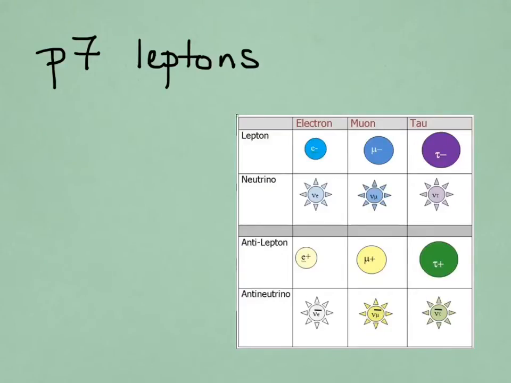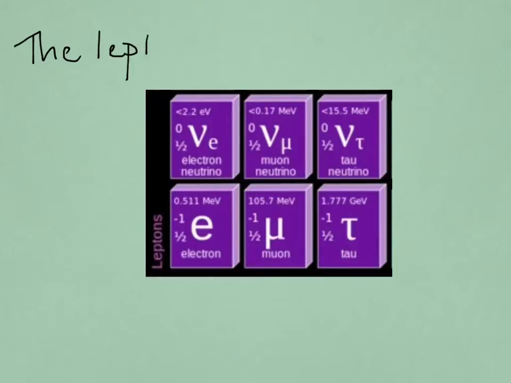P7, leptons. So far we know that some particles feel the strong force, and we call those hadrons, and some particles don't, and they're the ones we call leptons. So we're going to find out a bit more about what leptons are. This is a summary of all the leptons. Actually you only need to know about some of them, but let's give a brief summary.